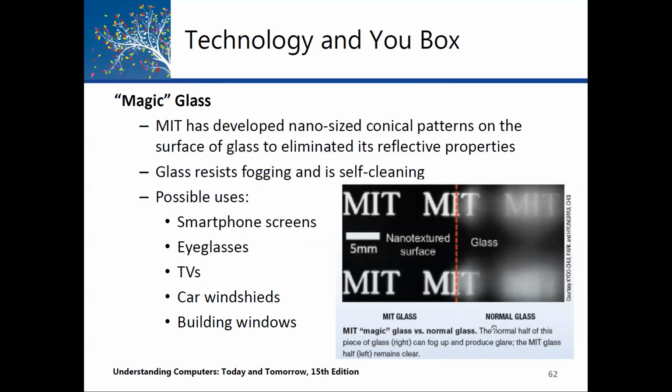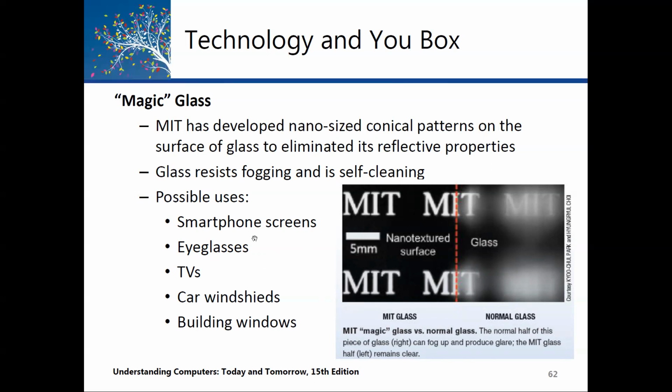With the MIT magic glass, if you look at the normal half of the glass, if you have some text over it, it can be foggy. It can have a glare surface. Because of the glare surface, it is foggy. Whereas in MIT's nano glass, they have clear text, right? So the glass resists fogging, and it is self-cleaning, right? So there are possible uses of such glass that is developed for the future. One is smartphone screens, right?